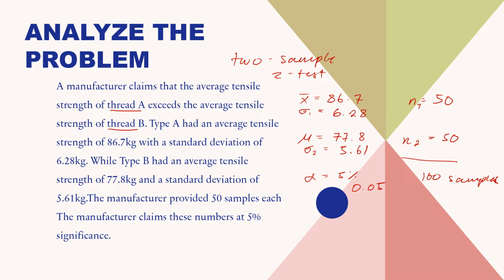Okay. So again, saan ko po kinuha yung mga values natin? Kinuha ko lang po siya sa ating problem. So you have 86.7, you have 6.28, 77.8, 5.61, you have 50 samples each, and an alpha or 5% significance. So that would be analyzing the problem.